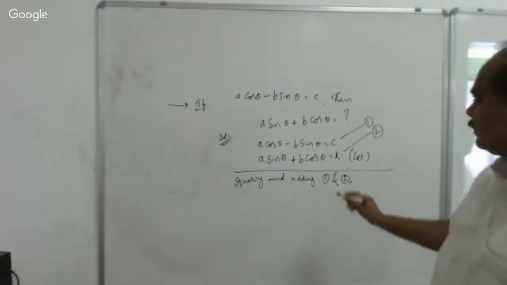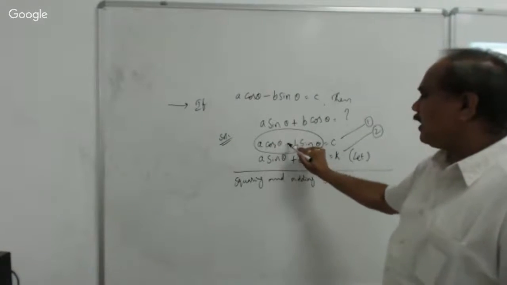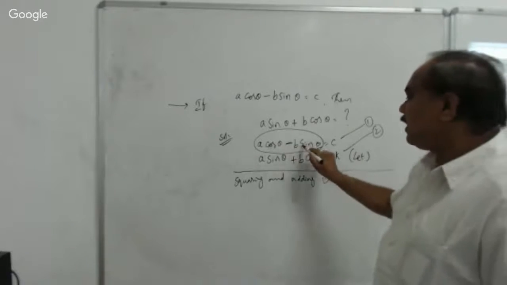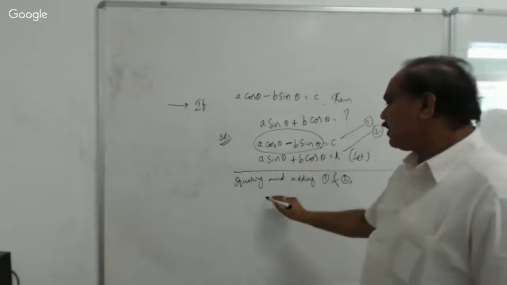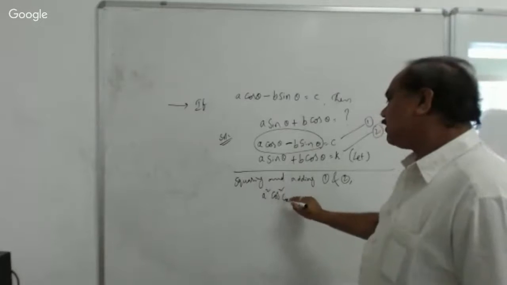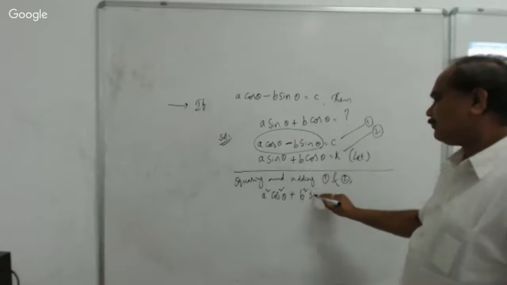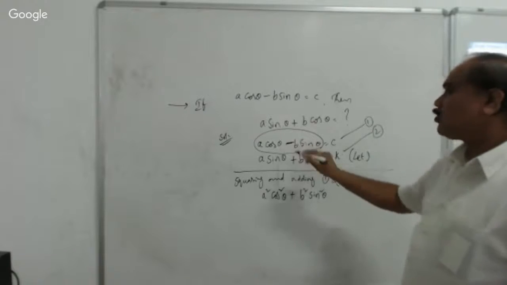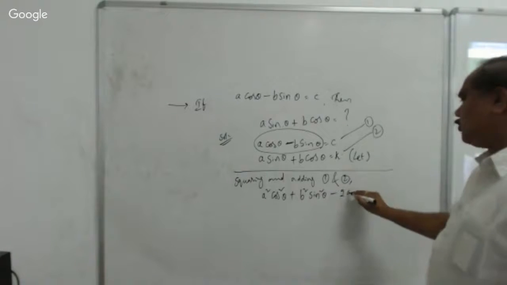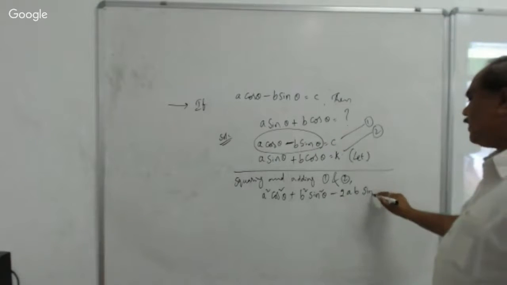Squaring means on the left-hand side it is in the form of a minus b. By squaring we get a minus b whole square. A minus b whole square means a square cos square theta plus b square sin square theta minus 2ab sin theta cos theta, a into b means this into this.